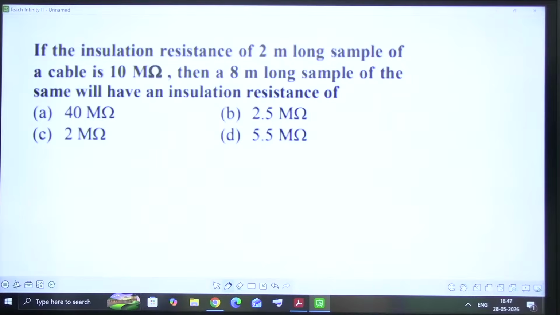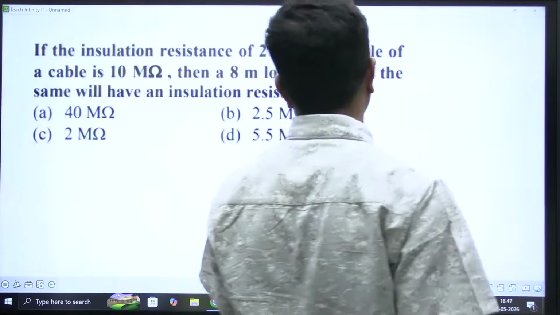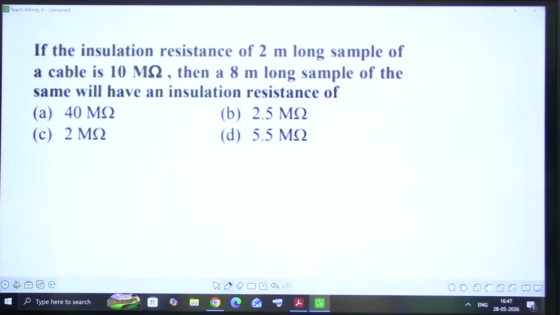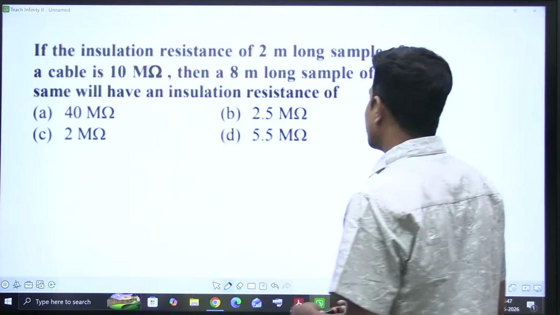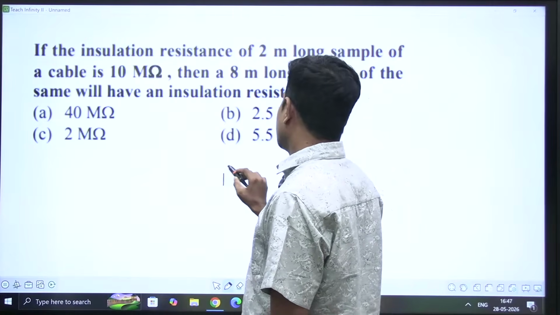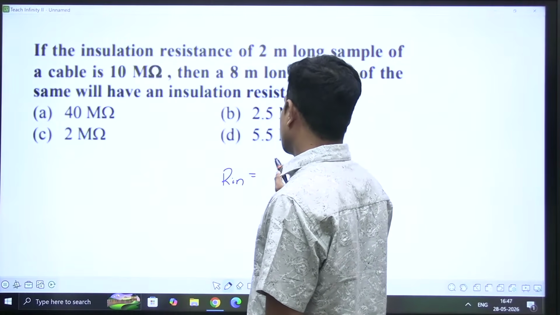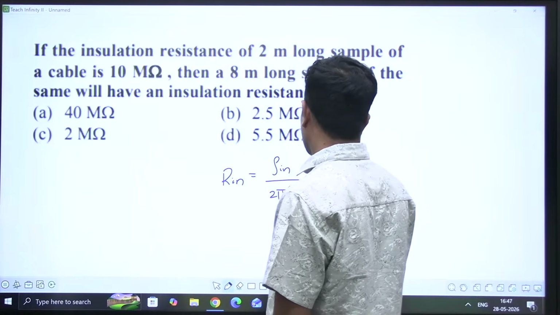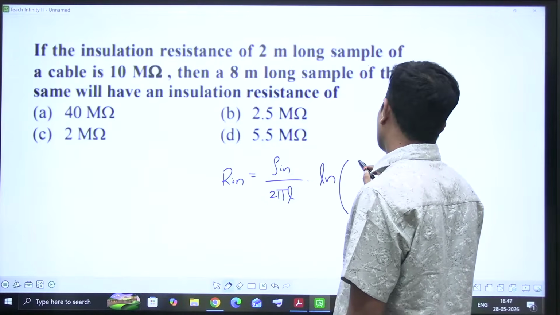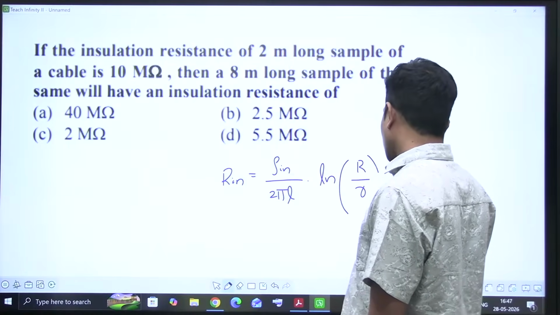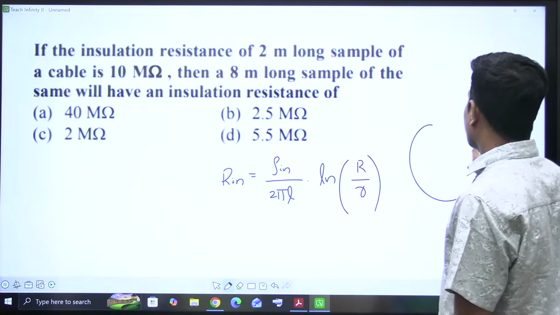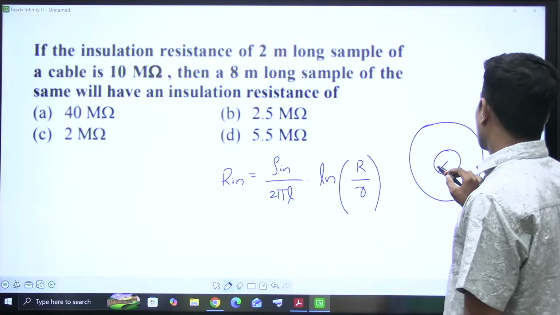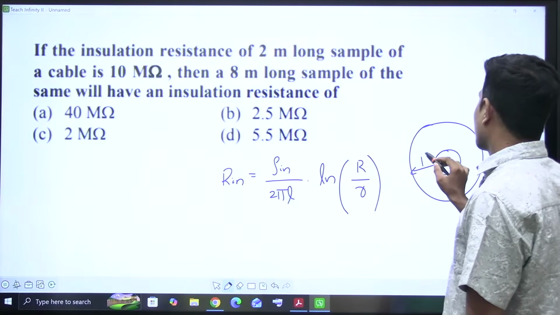Answer, please. What does it say? If the insulation resistance of a 2-meter long sample of a cable is 10 mega ohms, then an 8-meter long sample of the same cable will have what insulation resistance? Insulation resistance of a cable is equal to rho insulation by 2 pi L into ln of capital R by small r. What is capital R? It's the total cable radius. Small r is the core radius.